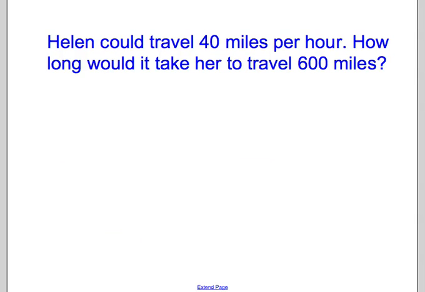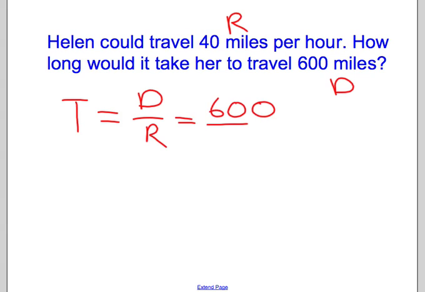Now, how do we use them? Helen could travel 40 miles per hour, so we're given a rate. That's a speed, so it's a rate. How long would it take her to travel 600 miles? This is a distance. We're looking for how long it would take. That is time. So we're looking for time, and our formula for time was distance over rate. So we're just going to plug in those values. Distance is 600. The rate is 40. I'm going to do some reducing. Take off a 0 off of each. 60 divided by 4 is 15. 4 divided by 4 is 1. 15 over 1 is 15.